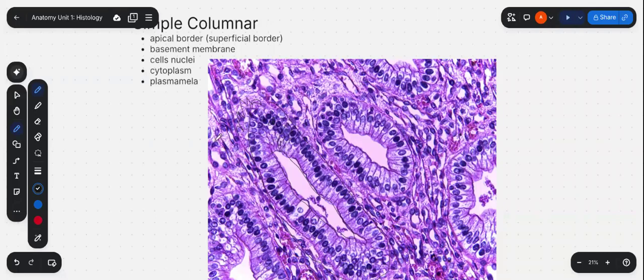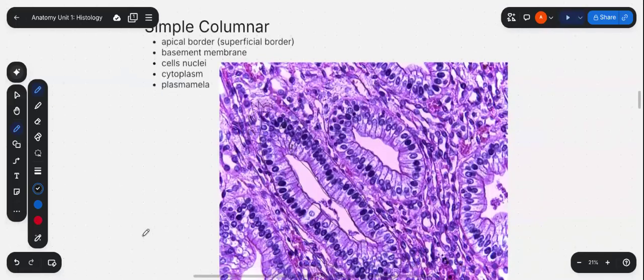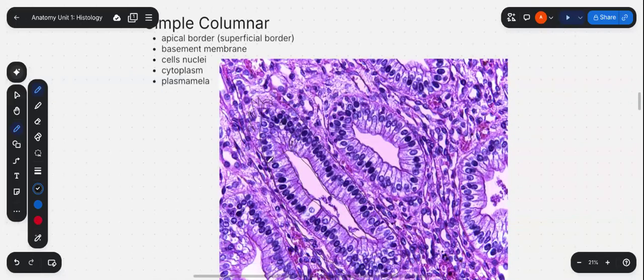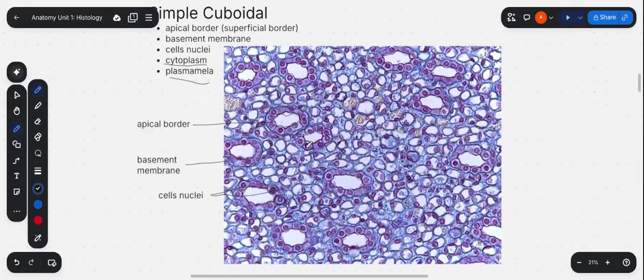The main difference between columnar and cuboidal is that cuboidal is going to have a more square shape, while columnar is going to have more of a rectangular shape. So that is a good way to differentiate. In columnar, the nuclei will also be pushed to one side of the cell, while in cuboidal, it's typically still within the center of the cell.